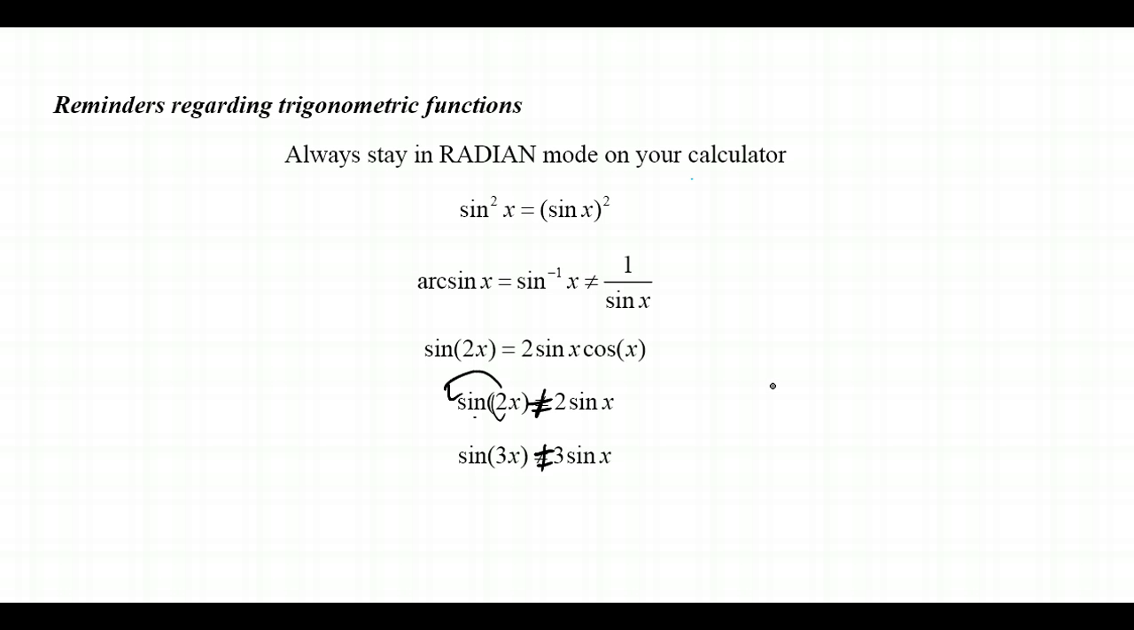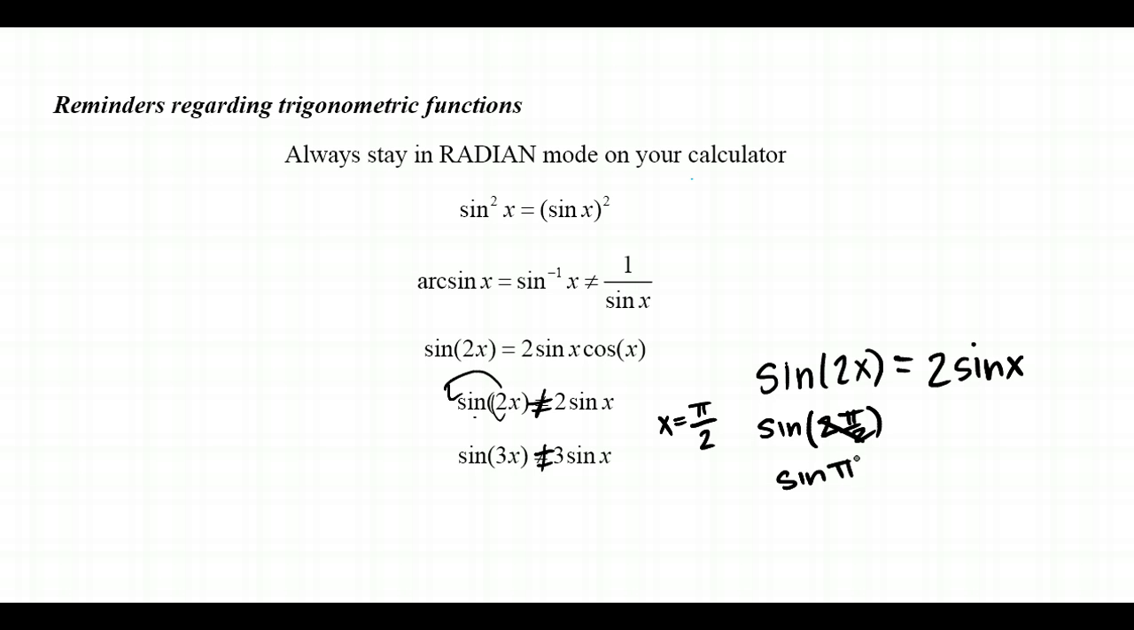And just in case you were thinking that it does work like that, let's go ahead and try it. So if it did work, if sine 2x was really the same as 2 sine x, I should be able to plug in something for x on both sides and get something equivalent. So we already know this isn't true. It's not going to work out. But let's go ahead and try to plug in. How about pi over 2? So then sine of 2 times pi over 2. Well, the 2's would cancel, so it's like taking sine of pi.